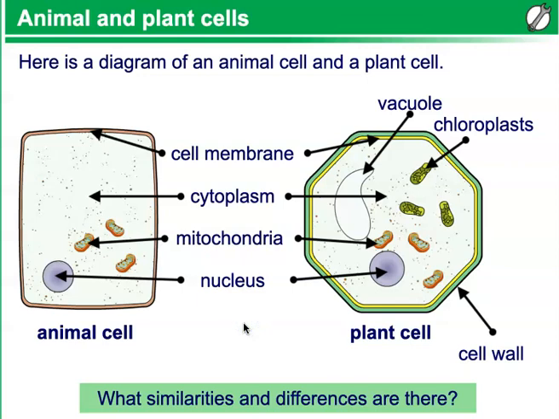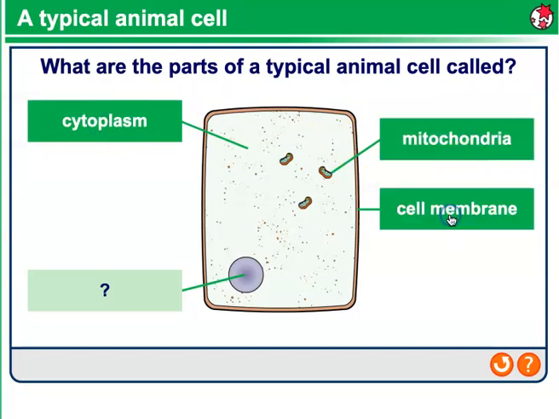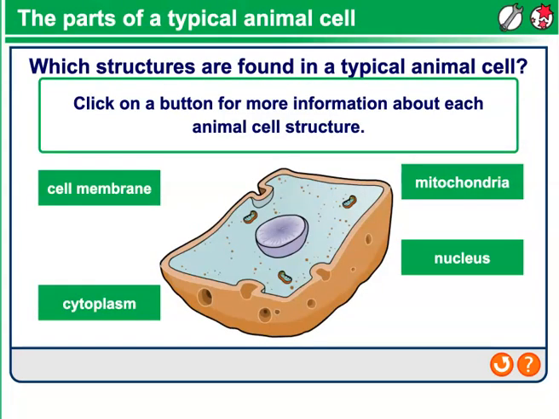So what similarities and differences do you see? What are the parts of a typical animal cell? We have the cytoplasm, the mitochondria, the cell membrane, and the nucleus. What structures are found in a typical animal cell? We identified each of those: the cell membrane, the mitochondria, the nucleus, and the cytoplasm.